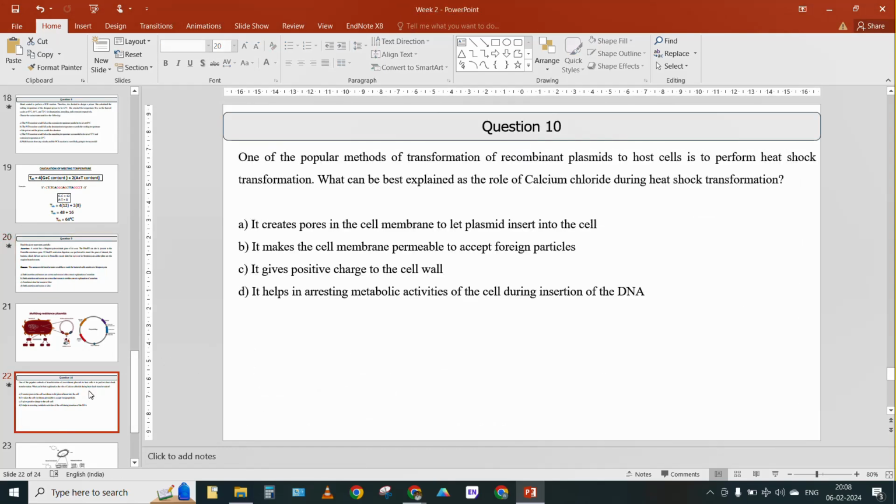So moving to the last question for today. One of the popular methods of transformation of recombinant plasmids into host cells is heat shock transformation. What can be the best explanation of the role of calcium chloride during heat shock transformation? Would anyone like to explain what heat shock transformation is and what the role of calcium chloride is during heat shock transformation?